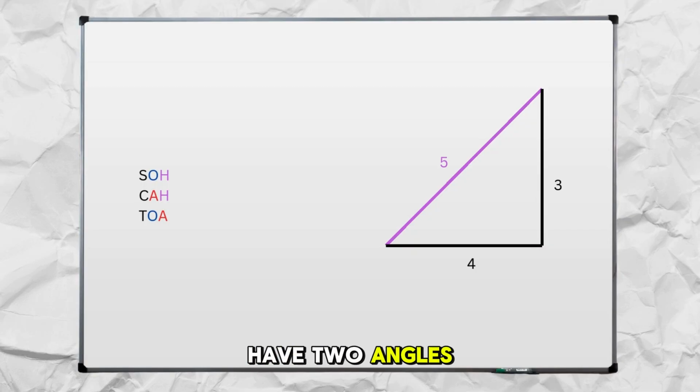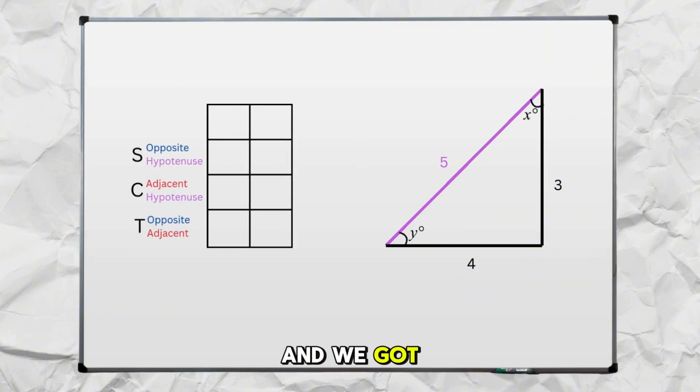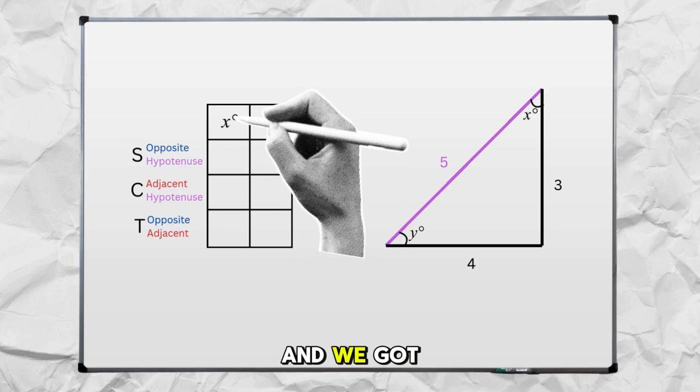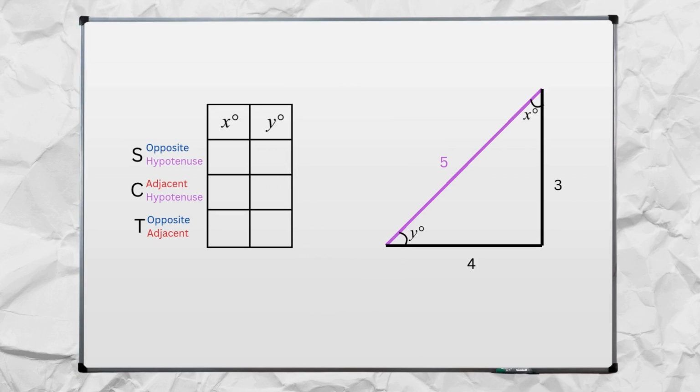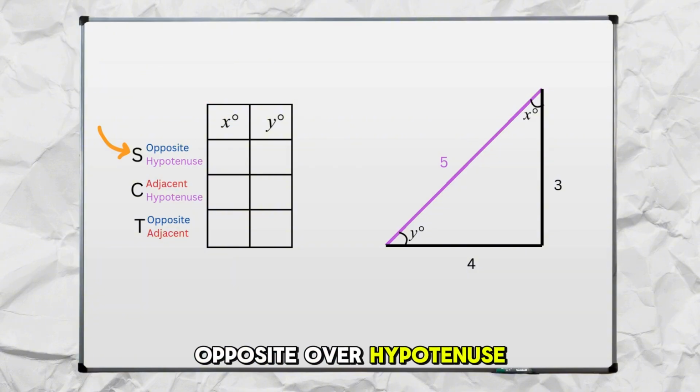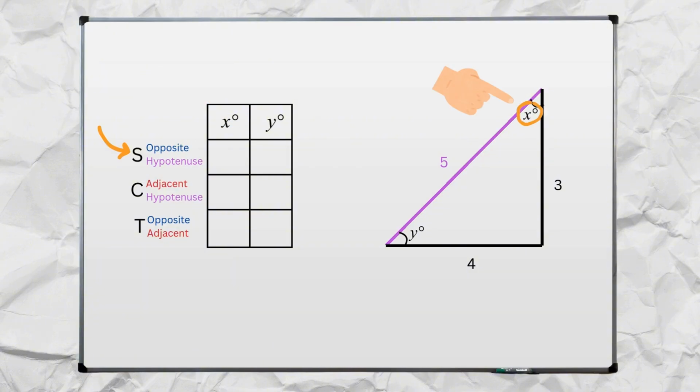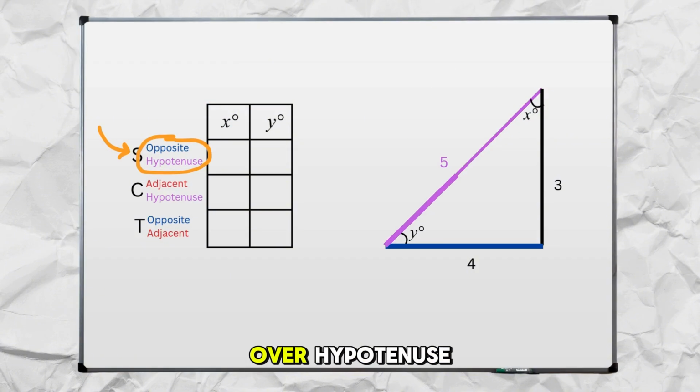And we have two angles, angle X and angle Y. What we'll do is think about a table with angle X degrees and Y degrees. What is the sine of X, knowing that it's opposite over hypotenuse? We have angle X right here, and so the sine of X would be opposite over hypotenuse.